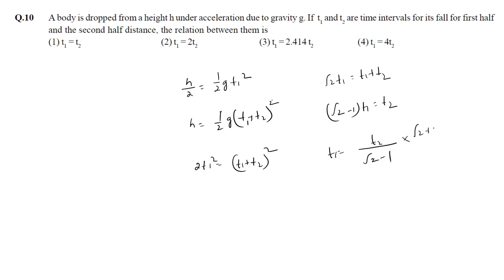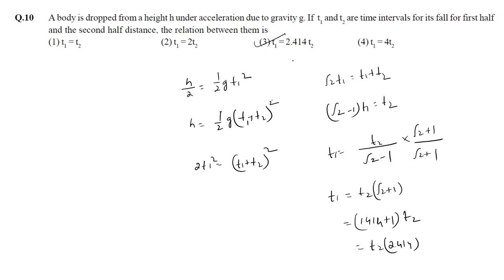So just multiply (root 2 plus 1) to the numerator and denominator, children. In the denominator you are observing it as (a minus b) into (a plus b). We can write it as a square minus b square, that is root 2 square minus 1 square, which is nothing but 2 minus 1. So t1 is equal to t2 into (root 2 plus 1). So root 2 value is 1.414 plus 1 into t2. So that is 2.414 t2. So that is option 3.